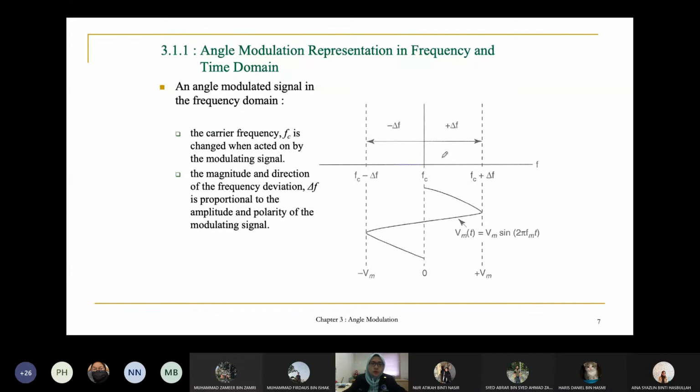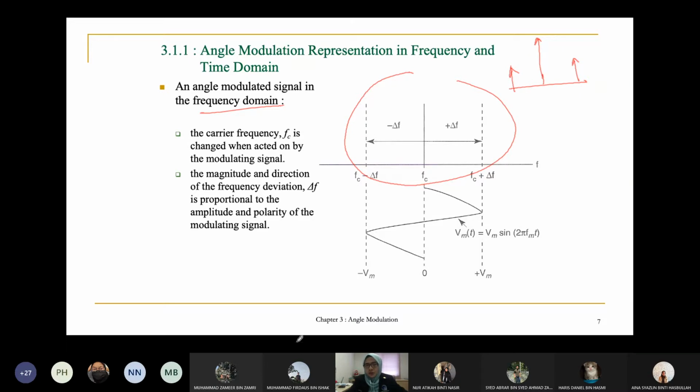So this is the figure of an angle modulated signal in frequency domain. Frequency domain is the frequency spectrum. If you still remember your frequency spectrum, something like this. This part over here is the frequency spectrum. This part over here is the sine wave in time domain. So this figure actually wants to show you how the frequency of the carrier signal is affected by the amplitude of the modulating signal.